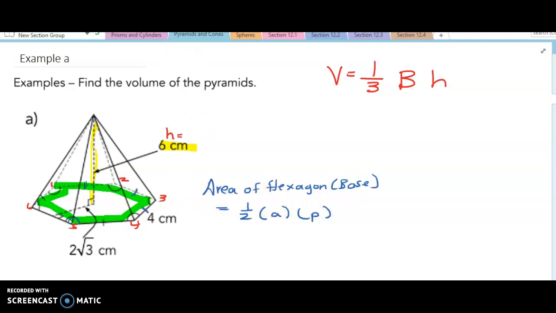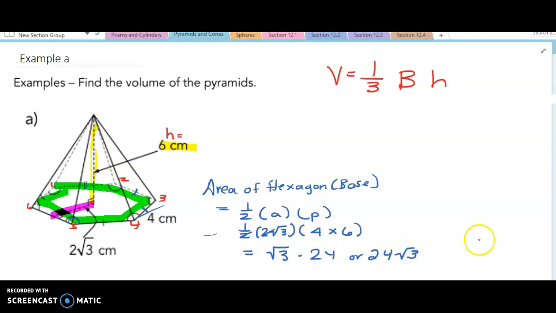Okay, well, the apothem is given to us, guys, right? The apothem is right here, 2 square root of 3. And the perimeter, if every side is 4 and they're all the same, is 4 times 6, because there's 6 sides. So this 2 and this 2 go away. So it's just square root of 3 times 24, or 24 square root of 3. Okay, that's the area of the base. So I'm going to take this and I'm going to plug it in right there.